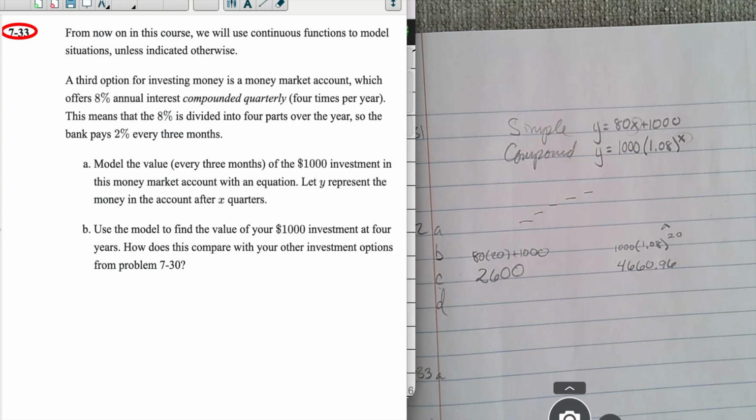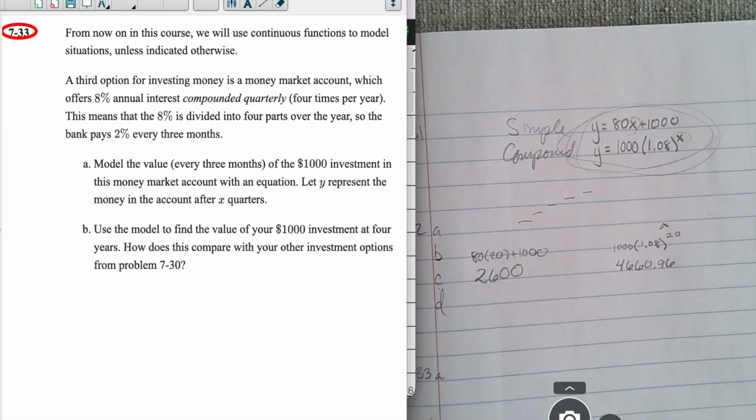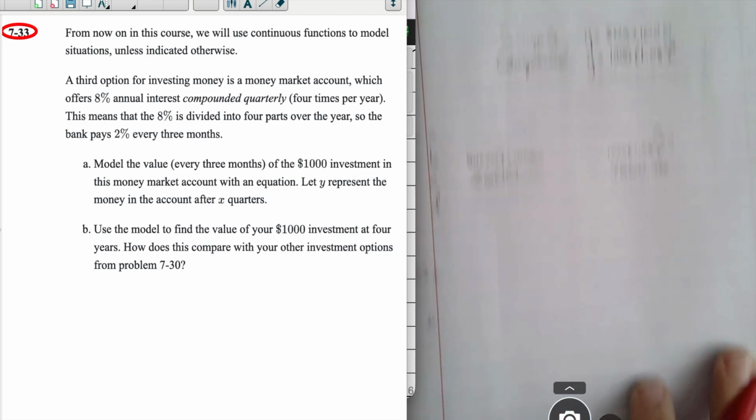Now, as we move forward in the course, we're going to use continuous functions to model situations unless we talk about otherwise. So we're going to use models like this, but step functions do exist, and it is possible for us to do that. That's just all we're trying to get at here with 32.